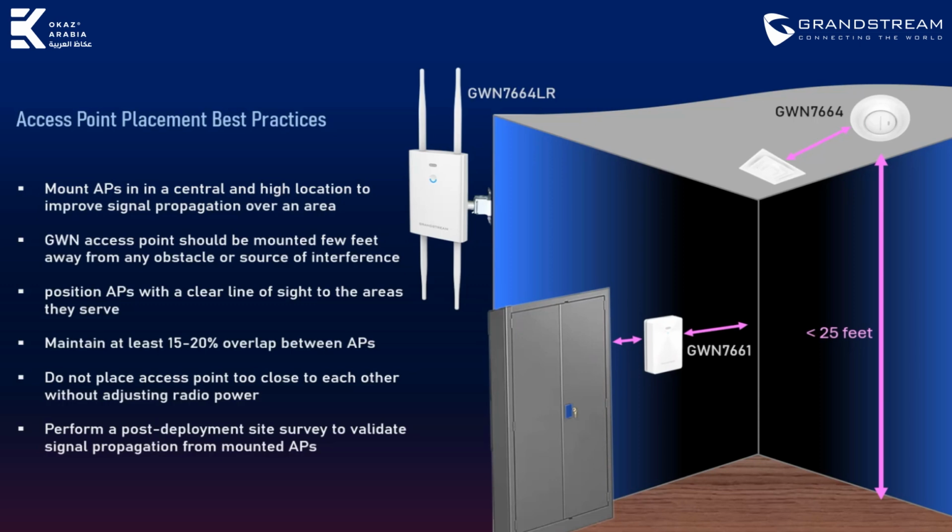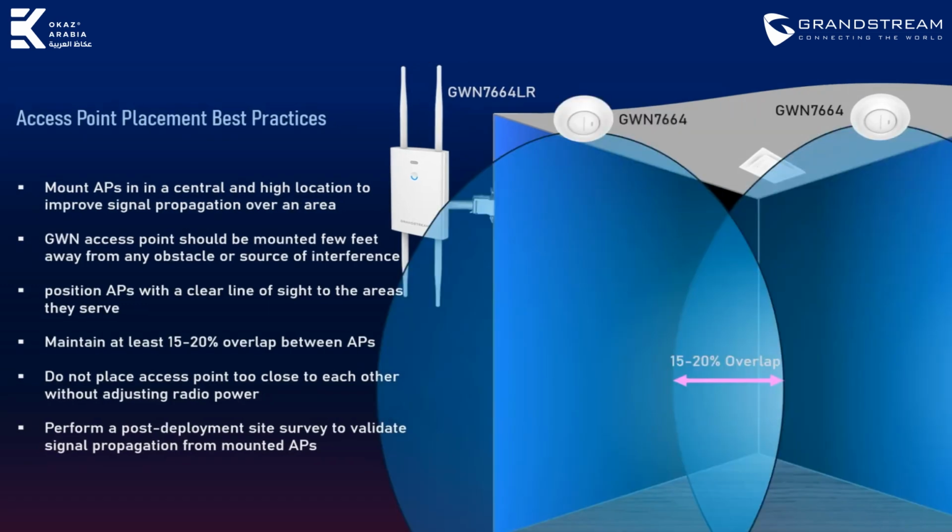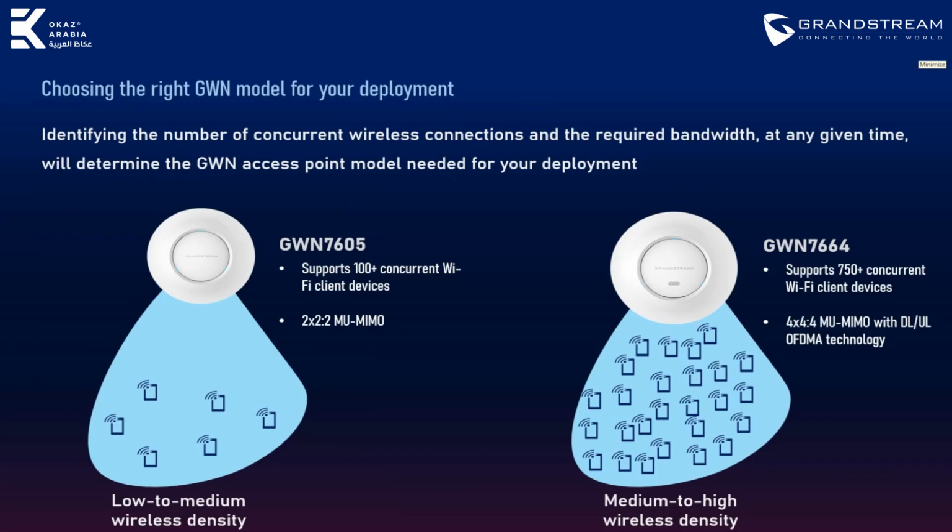Mount an access point at least a few feet away from any source of interference, such as electrical conduit, AC ducts, microwave ovens, etc. Heat exhaust fans might not necessarily cause interference, but they could lead to overheating of access points mounted too close. To prevent signal drops during roaming, it is recommended to maintain a 15 to 20% overlap. This ensures a wireless client can detect and connect to an adjacent access point while still being connected to the active access point.